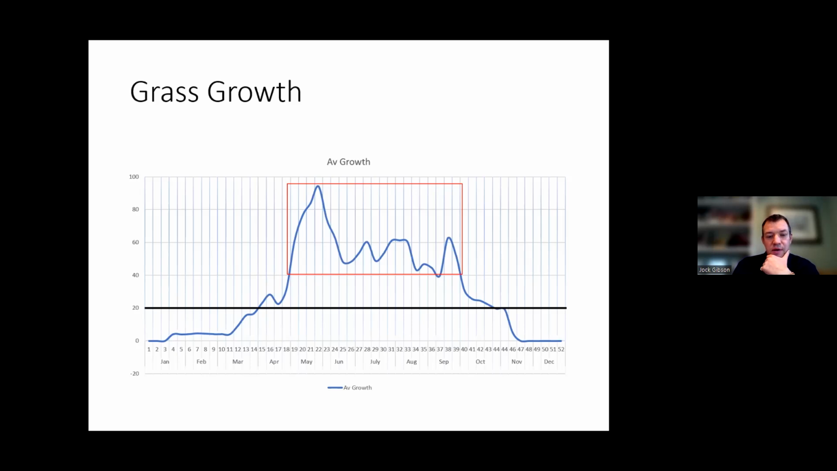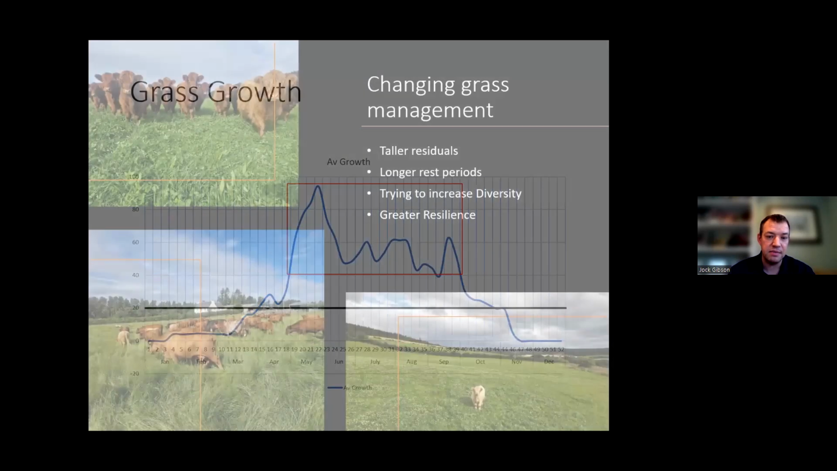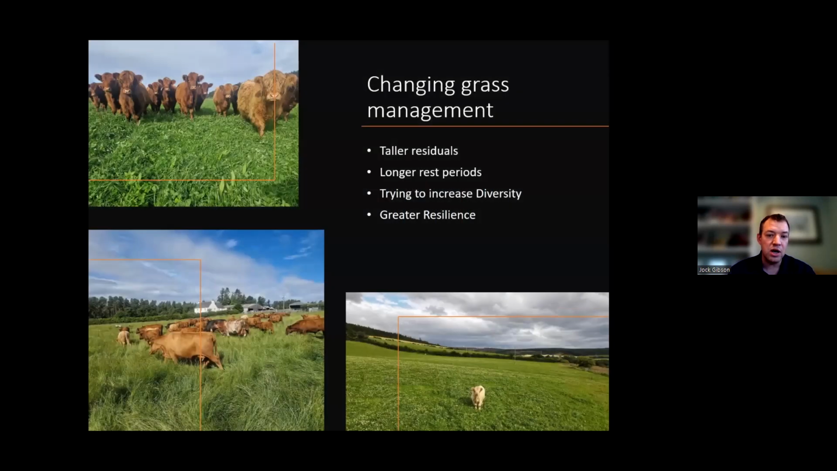So in very simple terms, instead of having that 21-day rotation and quite short covers, so even with the 21 days, we would probably be going into covers of maybe 3,000 kilos of dry matter per hectare, maybe 3.2. We're now going into 3,500 or even 4,000. And we're introducing longer rest periods. So where we were 21 to 24 days, we're now at a sort of minimum of 30 days.